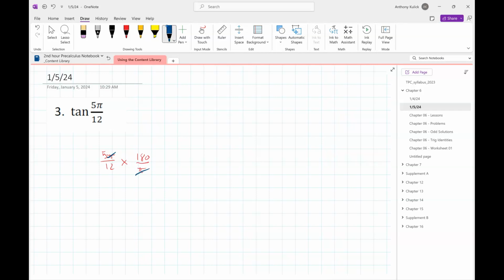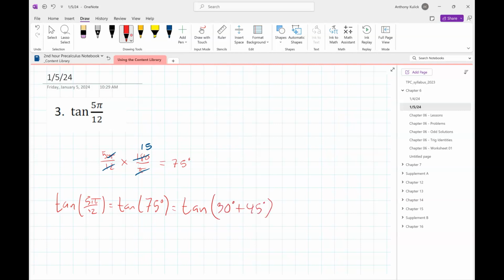So the pi's cancel, 12 goes into 180 15 times, 5 times 15 is 75. So tan of 5 pi over 12 is really the same thing as tan of 75. So I'm going to go to my unit circle, like the back page of our sheet. I'm going to find two angles that either add to 75 or subtract to 75. Probably the two most obvious would be to use 30 and 45 as an addition problem.